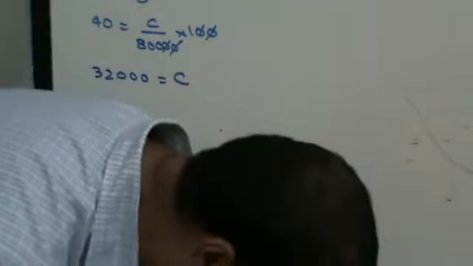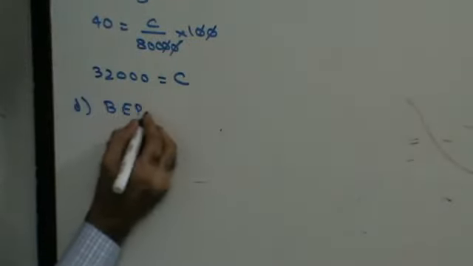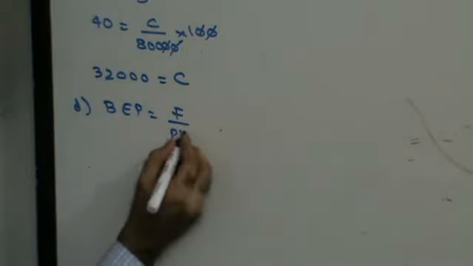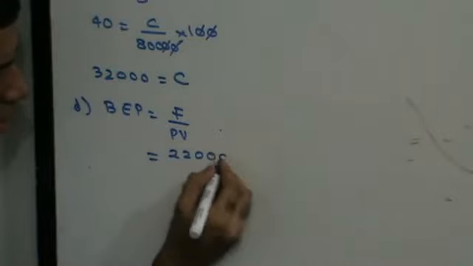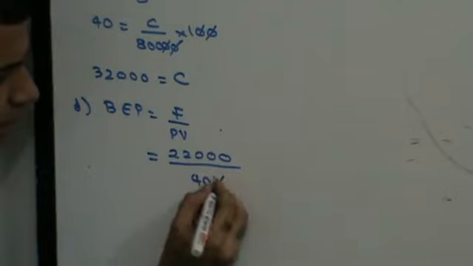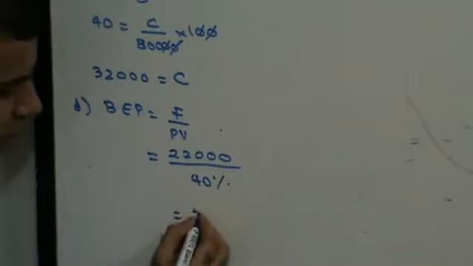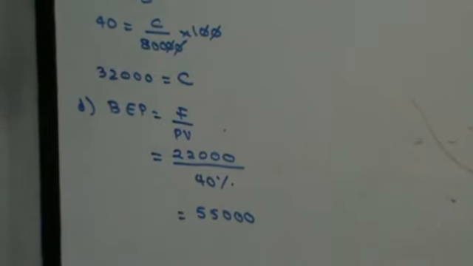They have asked you to find out the BEP. BEP is F upon PV. F is 22,000 divided by PV. PV is 40%, so it is 55,000. Fine, do we get this in here? Next, let's see the next sum.